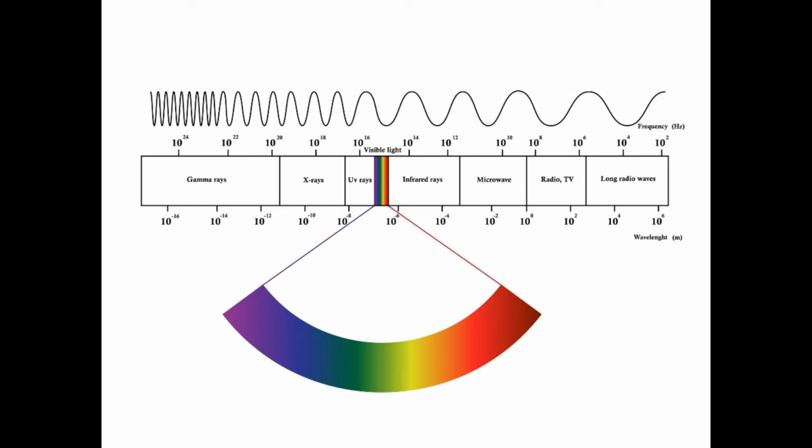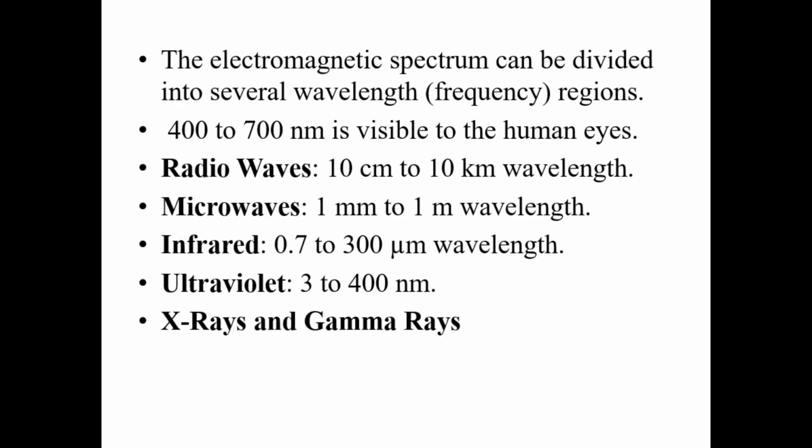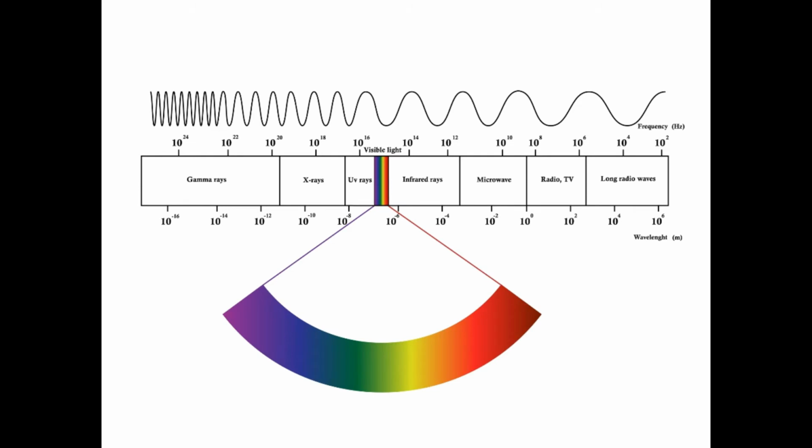This is the electromagnetic spectrum. Another important theory about electromagnetic radiation is the particle theory, which suggests that electromagnetic radiation is composed of discrete units called photons or quanta.